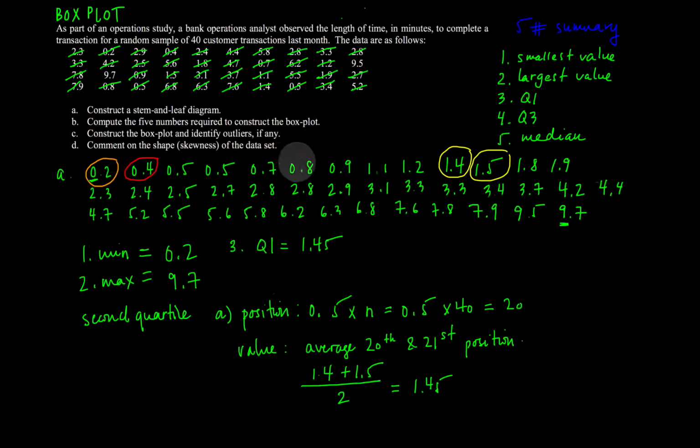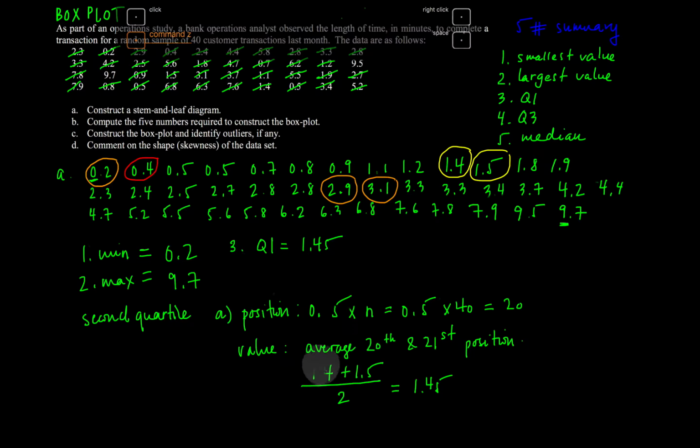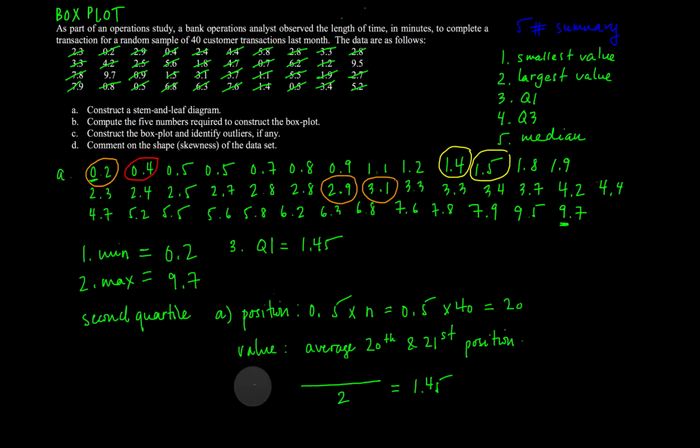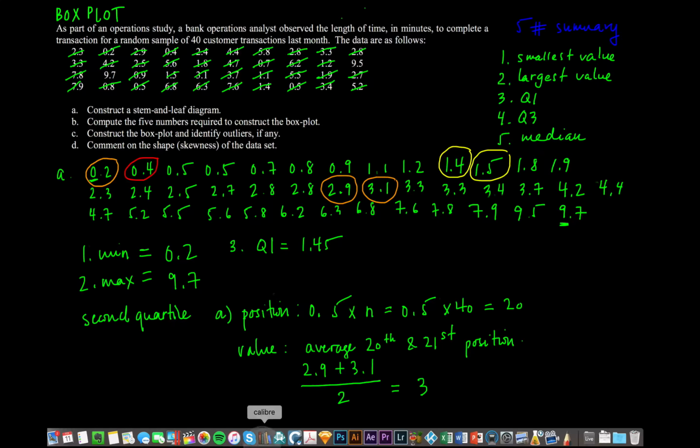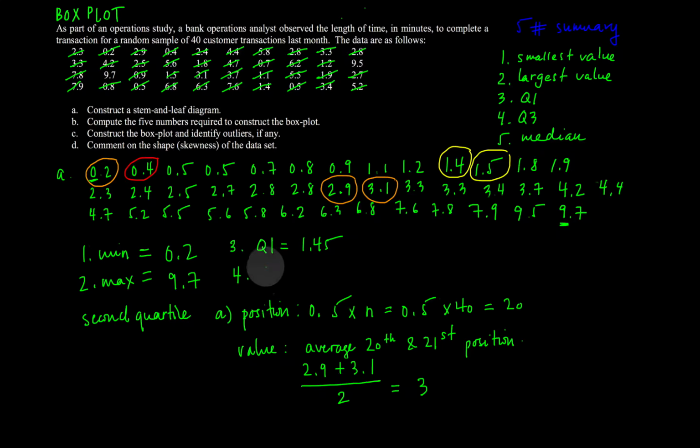So let's go get those now with the orange right here. So we have 1, 2, 3, 4, 5, 6, 7, 8, 9, 10, 11, 12, 13, 14, 15, 16, 17, 18, 19, 20. So that would be the average of 2.9 and 3.1. So let's just erase this. Sorry about that. All right, so it's going to be the average of 2.9 plus 3.1, so that gives us 6. So my median is 3. So let's go ahead and put it right here. So Q2, which is equal to the median, is equal to 3.